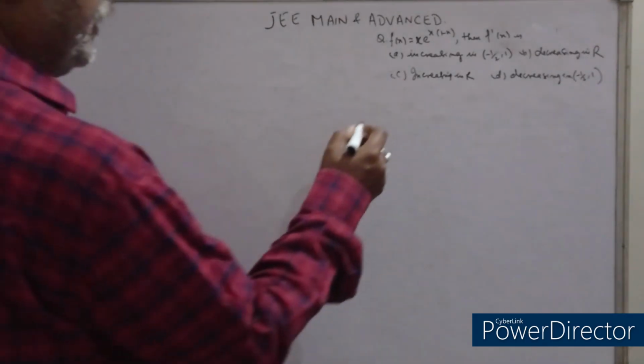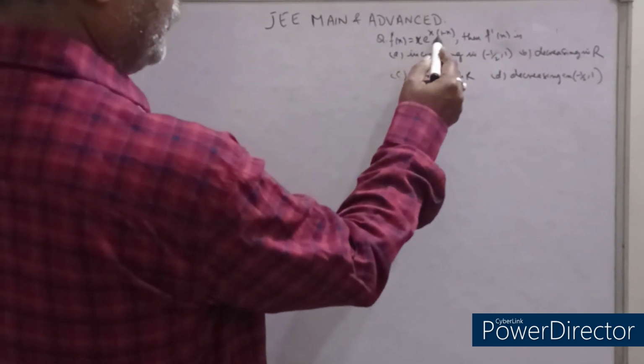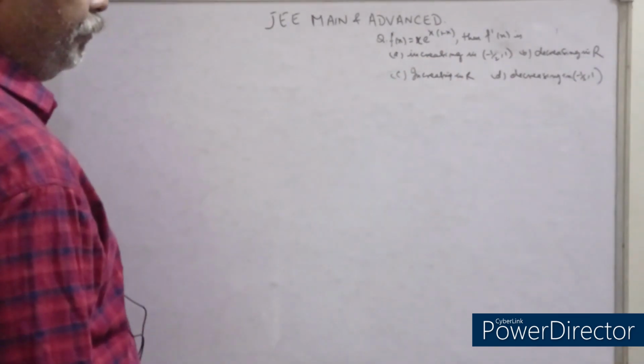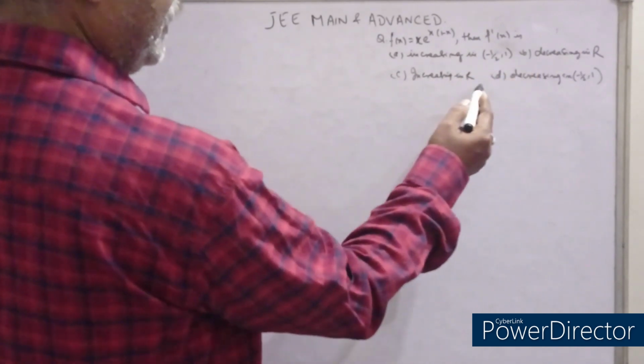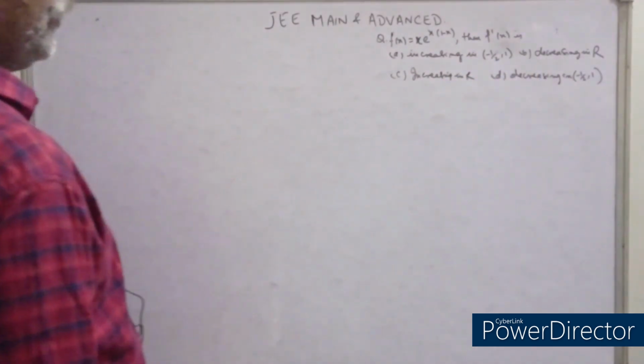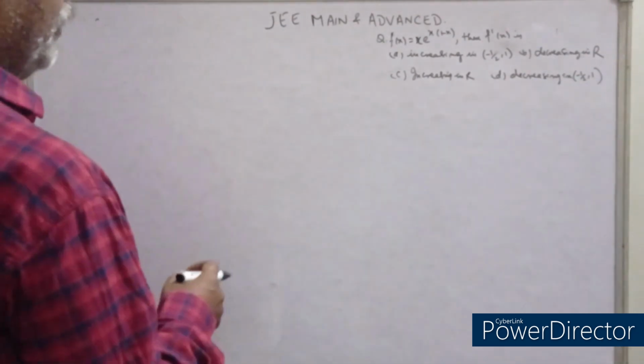Now my next question is: f x is equal to x e to the power of x (1 minus x). Then f dash x is increasing, decreasing, increasing and decreasing. This is given to you. Now I am going to solve it.